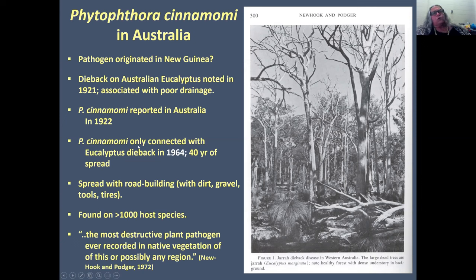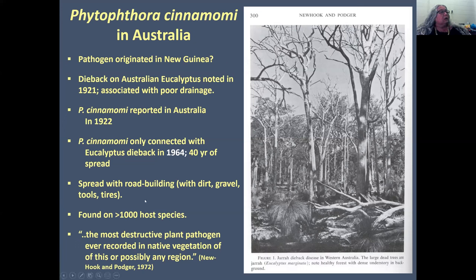Those were 40 years of intensive development in Australia with lots of road building. And this pathogen spread with the building of roads. It spread in dirt, it spread in gravel, it spread on tools and on vehicle tires. And all I can say is that it's kind of lucky that this pathogen doesn't really spread in air, and it only spreads very short distances in water. So really it had to spread in soil.